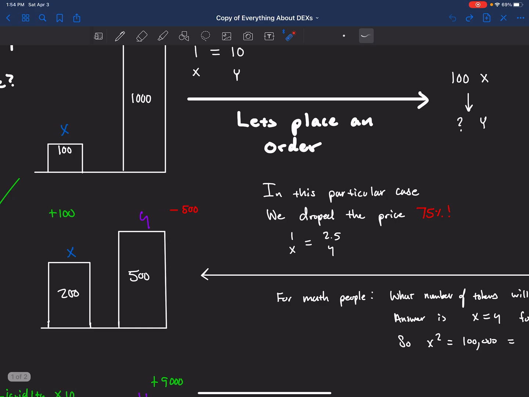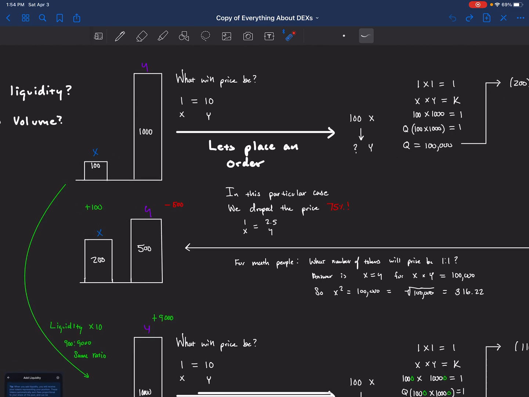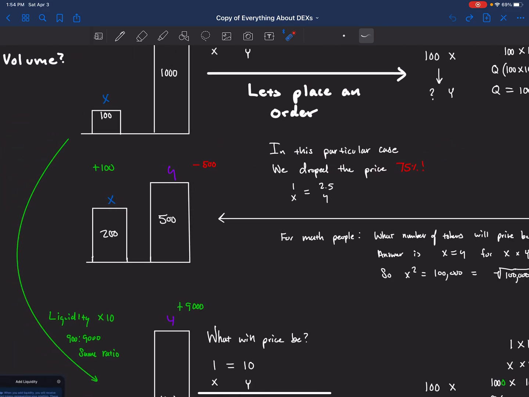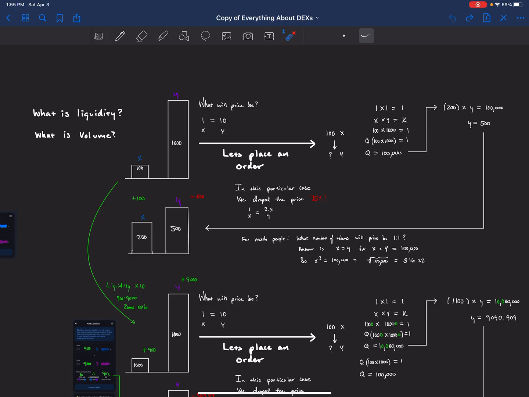In this particular case, we dropped the price 75%. And now the new price, after someone came in and doubled the supply of X, went from 10 to 2.5 per Y. So see how much that price dropped? 75%. You took 500 out and you added 100, because that was in a big ratio compared to how much liquidity was there, right?